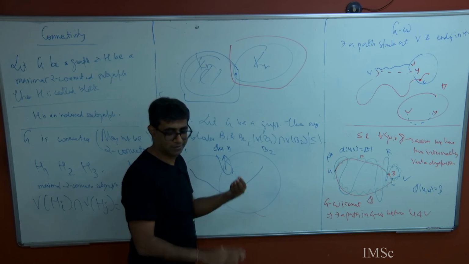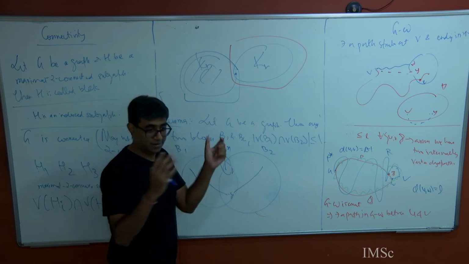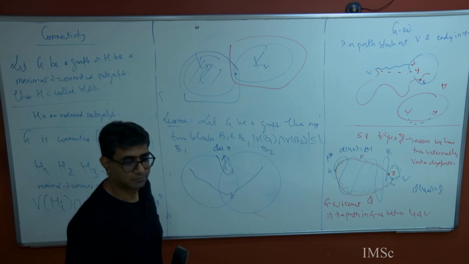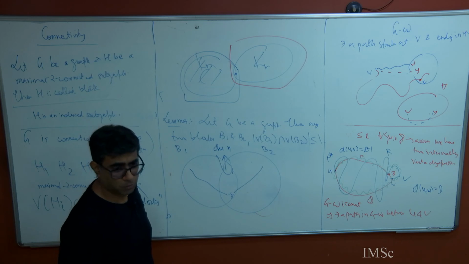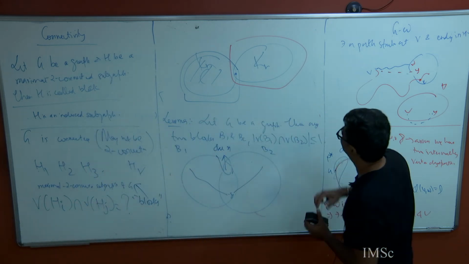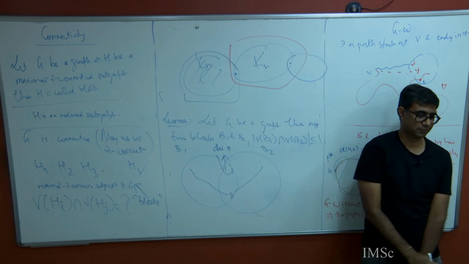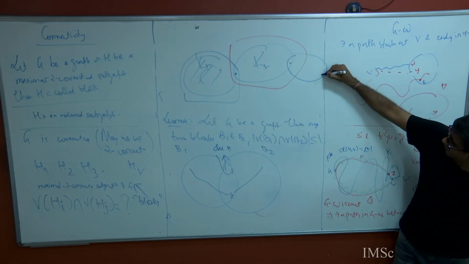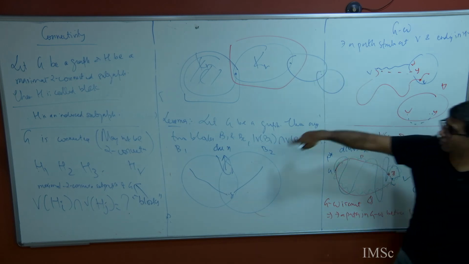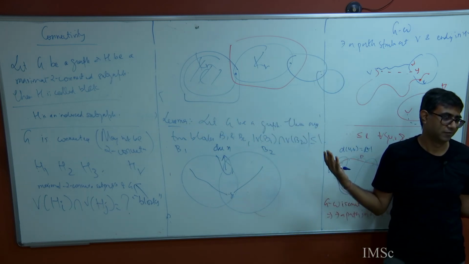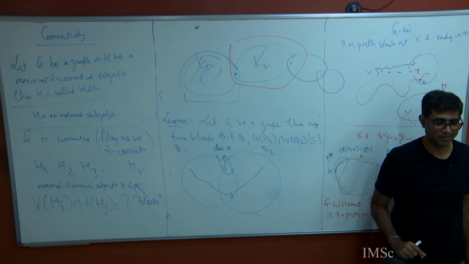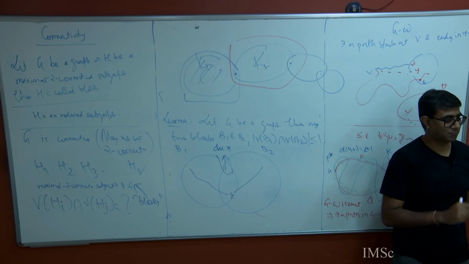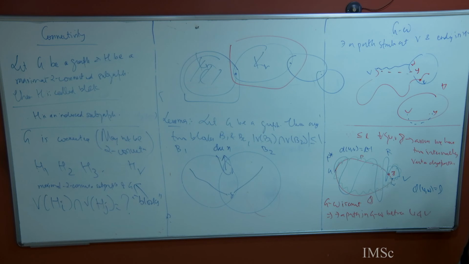Excellent. So if G is connected, then this will be exactly 1. No. Why? This block and this block, the intersection is empty. So it can be 0. For every block, the intersection is at most 1. Okay. So here is my first so-called decomposition.